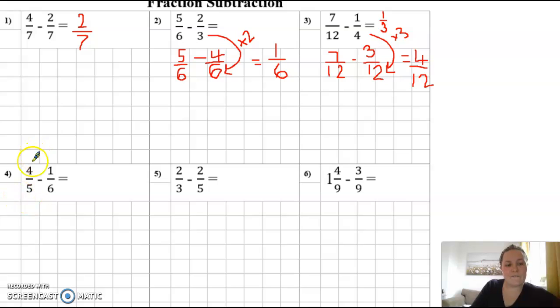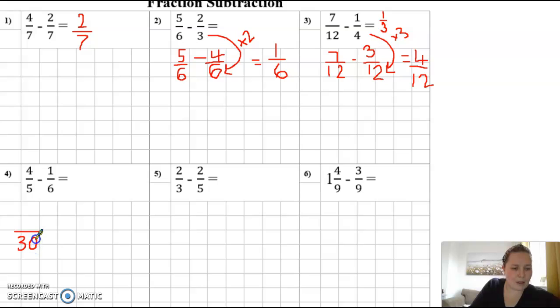Number 4, 4/5 take away 1/6. We haven't got a common denominator. I'm not going to be able to use either of those as a denominator either, because 5 doesn't go into 6, 6 doesn't go into 5. So I'm going to have to think of my 5 times tables and my 6 times tables and think of a number that will be in both. I think it's going to be 30. So let's convert them both to 30.